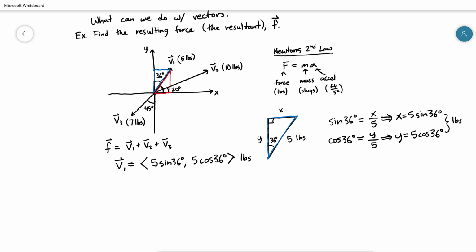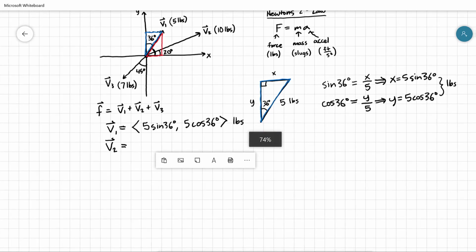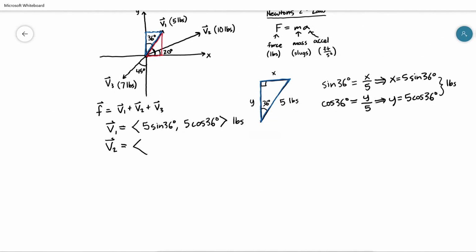For V2, this one we luck out because the angle for V2 is measured from the positive x-axis. It's 20 degrees. So this one's straightforward. It's just going to be the magnitude, which is 10. The x-coordinate is the cosine, so 10 cosine of 20 degrees. And the y-coordinate is 10 sine of 20 degrees. And that's also in terms of pounds.